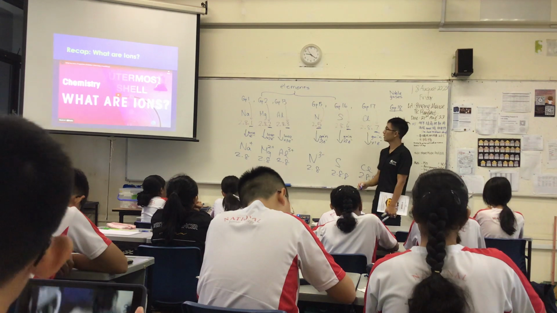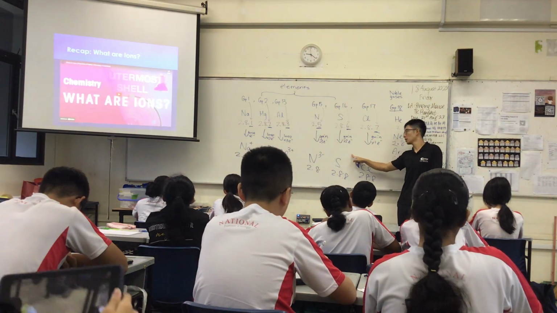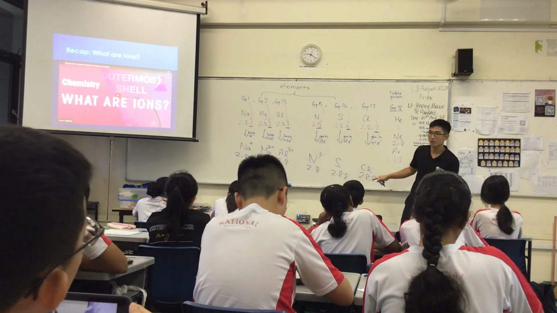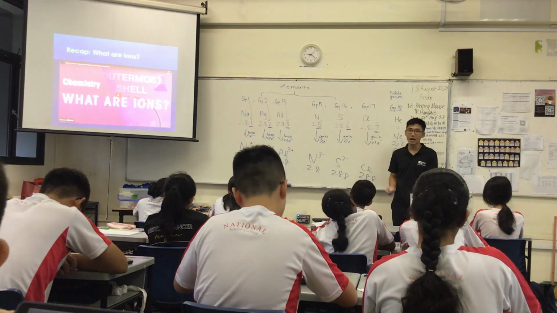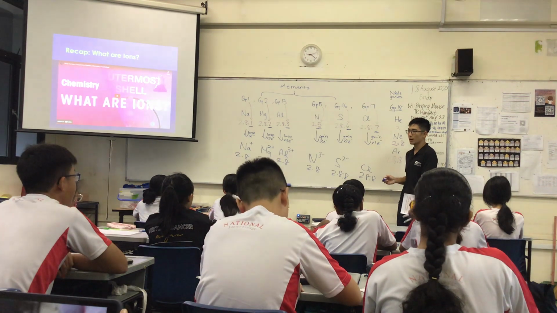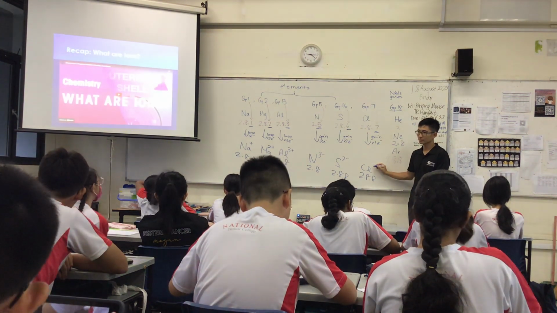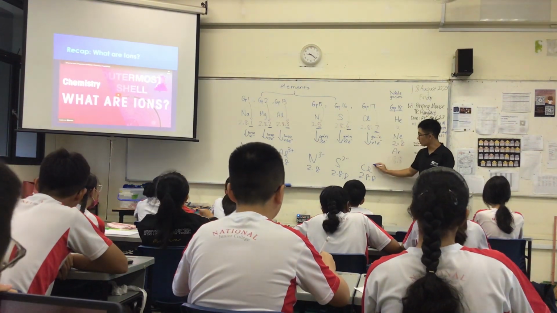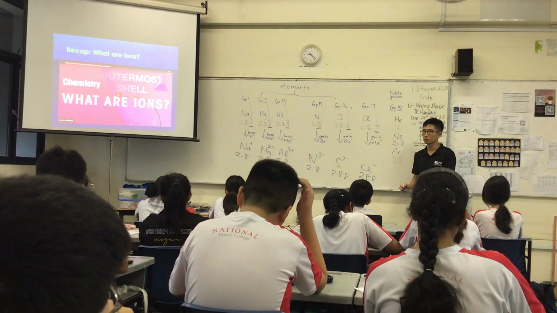Okay, what about for sulfur? What's the charge of sulfur? 2 minus. Very good. The charge of the sulfur ion is 2 minus. Chlorine? 1 minus. Okay, very good. But actually, if it's just 1, you do not need to write the 1. It's just a minus.